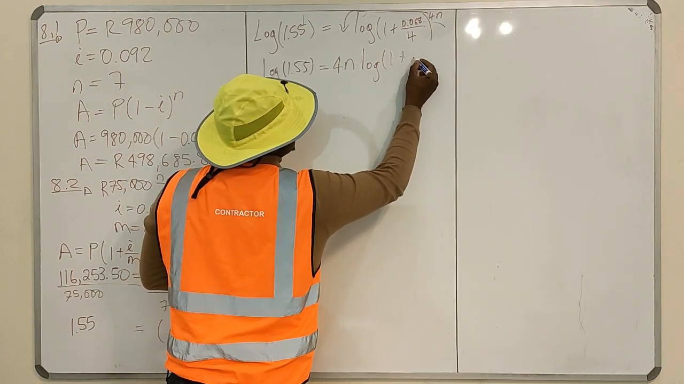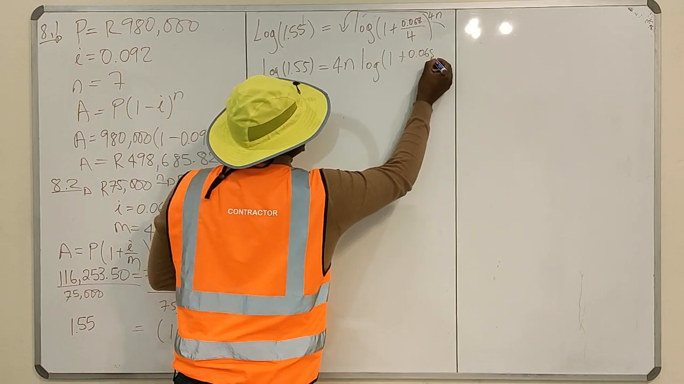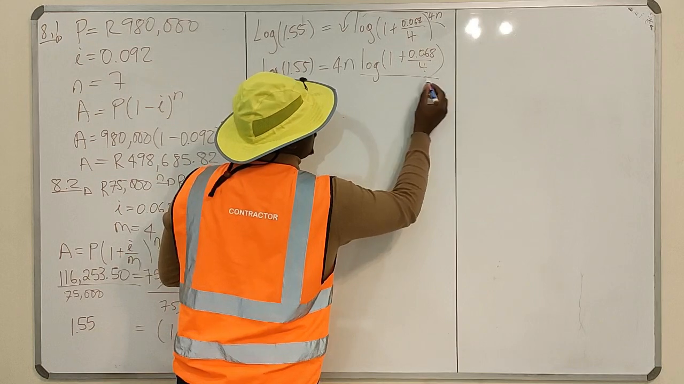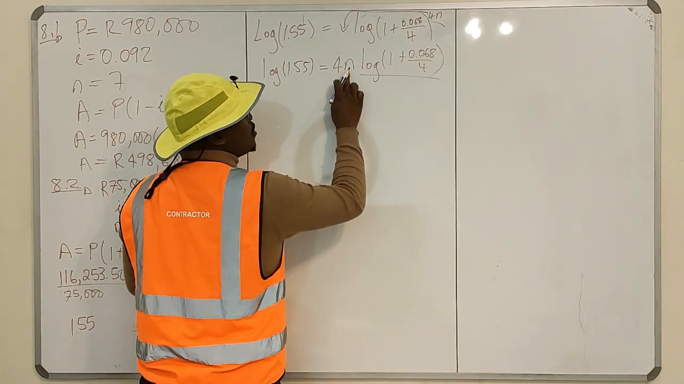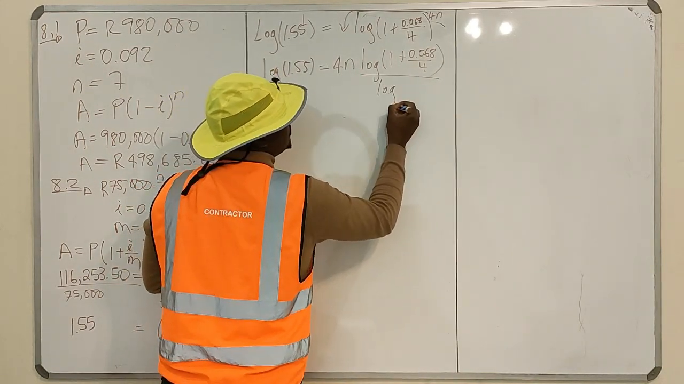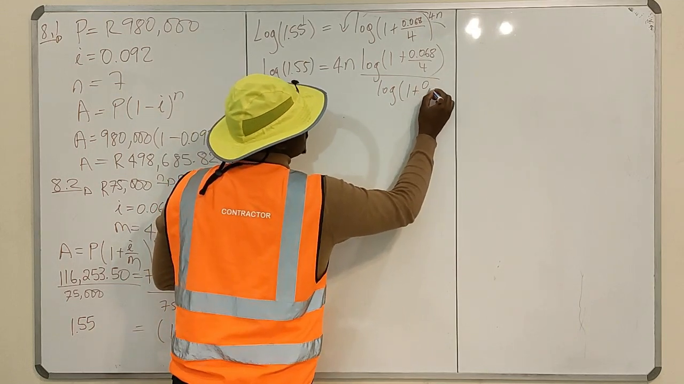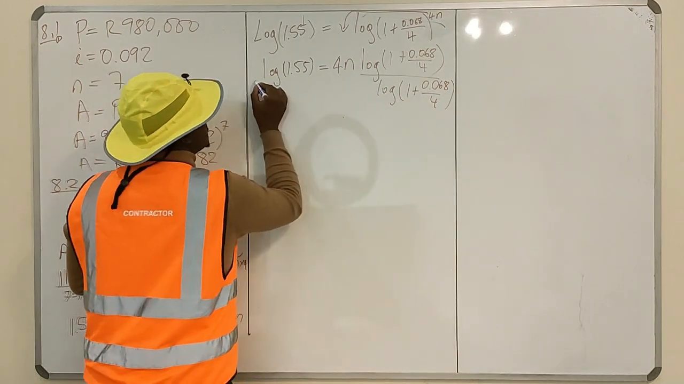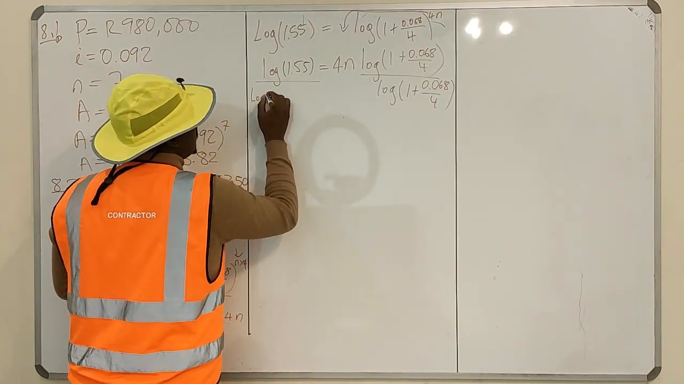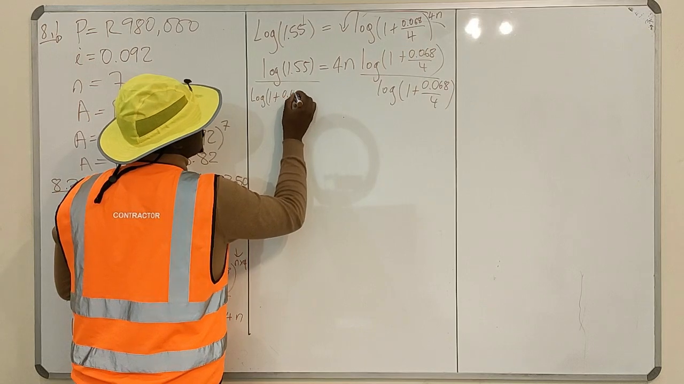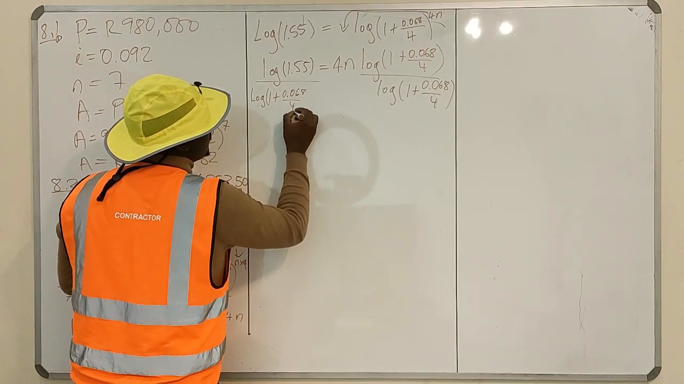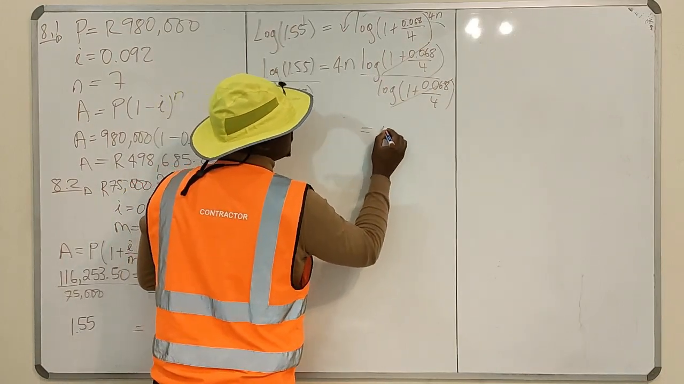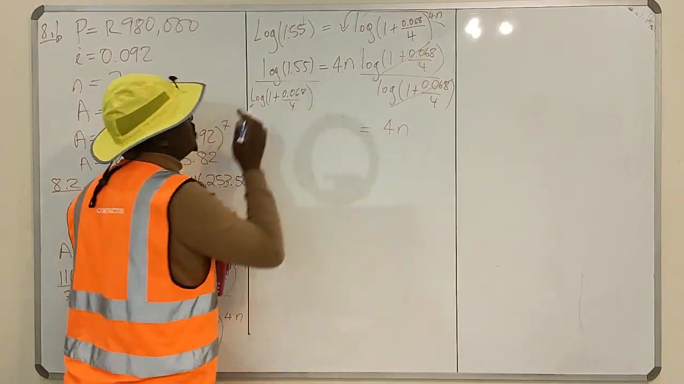1 plus 0.068 over 4. What do you do? You divide by log of 1 plus 0.068 over 4 on both sides because we want to be left with N. You're trying to solve for N. So this and that go away. On that side, we're left with 4N is equal to this.